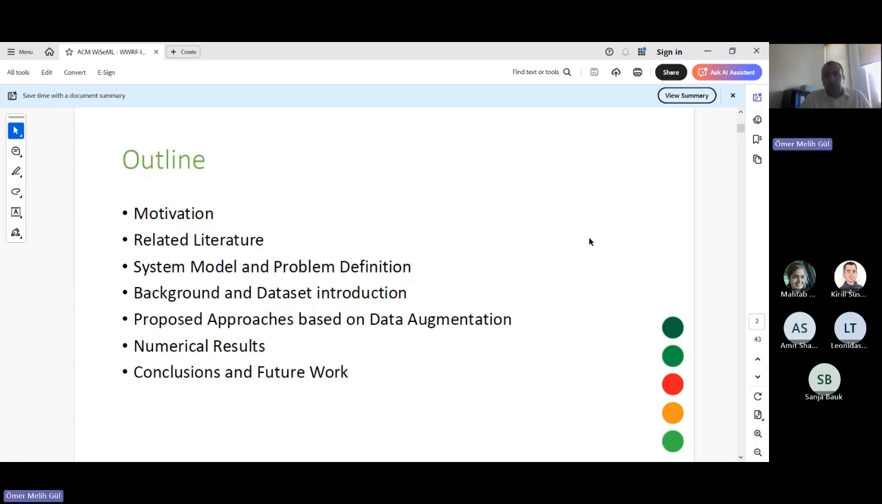We need to introduce the dataset, because the results depend on the dataset. Some datasets may be more challenging, some datasets may be easy, so it will affect the results of the proposed approach. The proposed approach is based on data augmentation; we will introduce that and then give some numerical results and conclude, and also future work. When we say the proposed approach and numerical results, here we also include the sensitivity analysis.